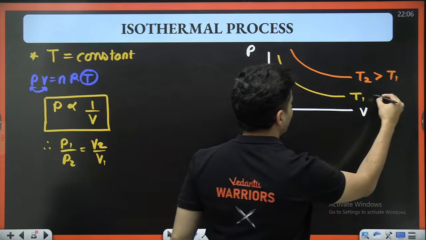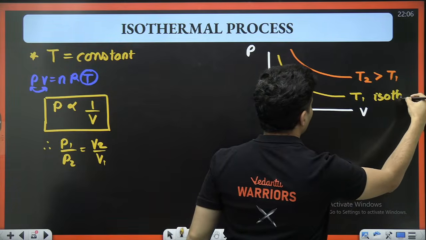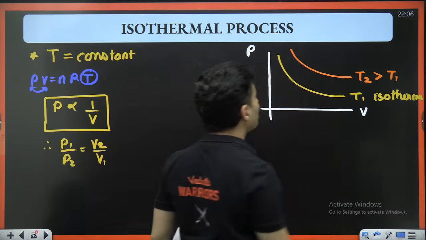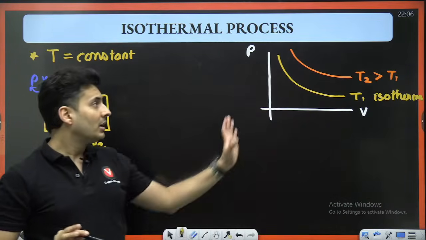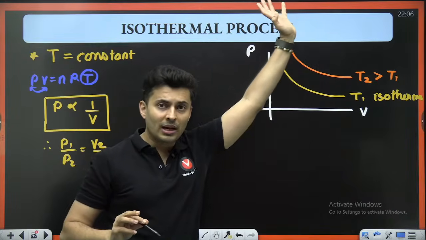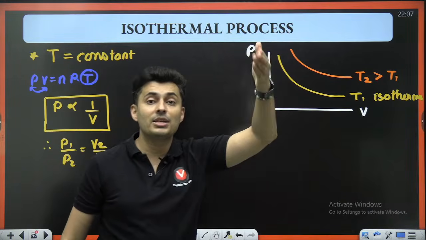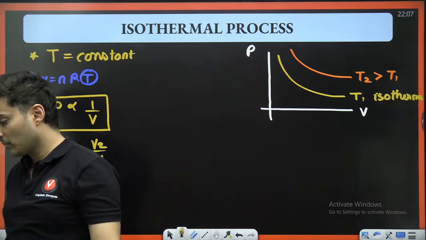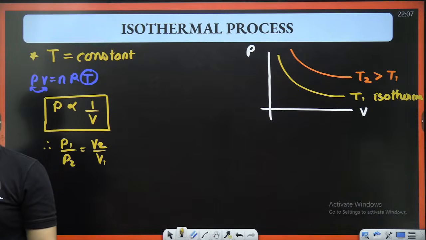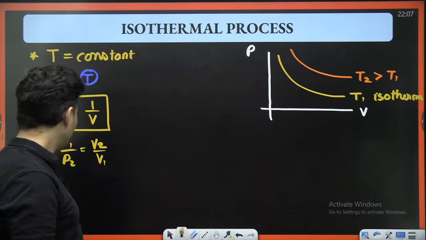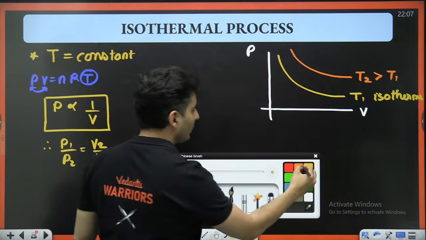What are they called? They are called isotherms. The temperature will be the same. If you move that line more away from the origin, then the temperature of that line will be more. Very good. So, what about the other things over here?